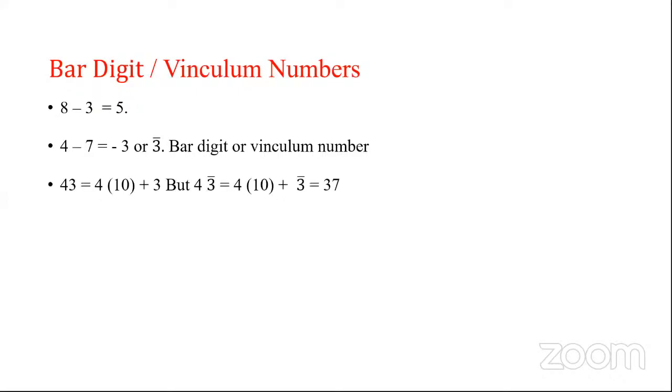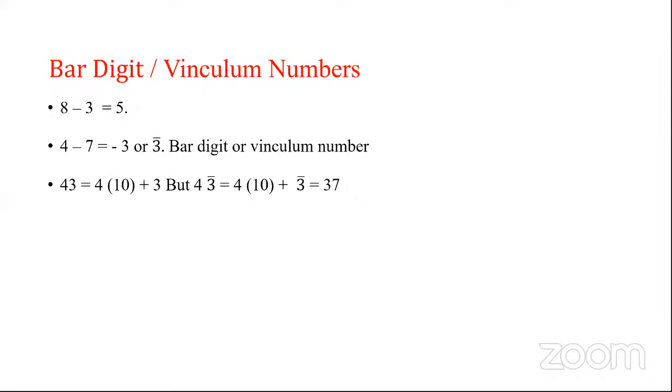Now 43, we know that 4 has a place value of 10. That's why it becomes 4 into 10 plus 3, 43. But if I write 4 and bar 3, so one digit positive, another digit negative, this is a completely new case. We either write minus 43 or plus 43.